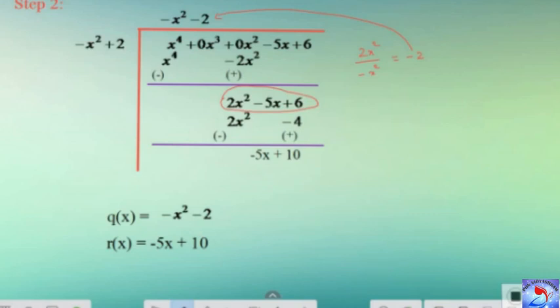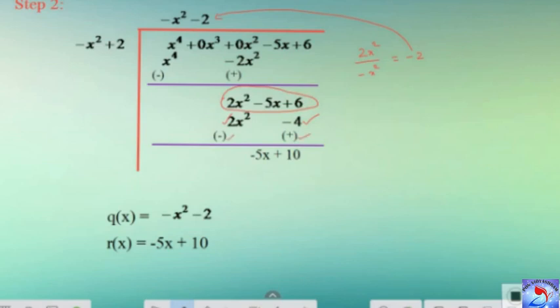Now let's multiply the divisor with minus 2. You can see minus x square into minus 2 gives you 2x square, that is plus 2x square, and plus 2 into minus 2 gives you minus 4. Here it is. So we have 2x square minus 4 as a product. The next step is to do the subtraction. Let me change the sign here. Plus 2x square is changed to minus 2x square. Minus 4 is changed to plus 4 because of the changing of signs.